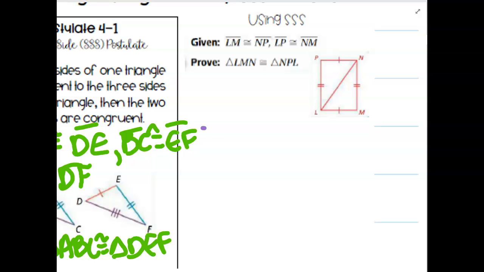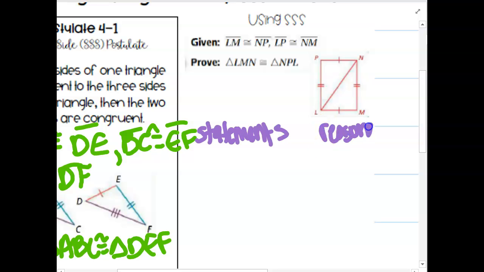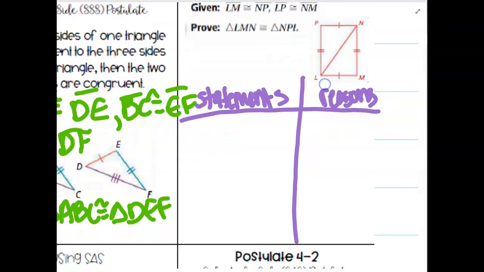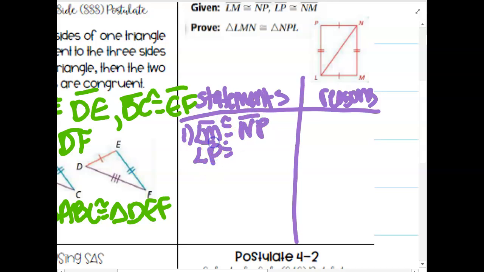So in our proof here, we, of course, are going to have our column for our statements and our column for our reasons. And of course, our first statement is going to be the given. LM is congruent to NP, and LP is congruent to NM because it is given to me.